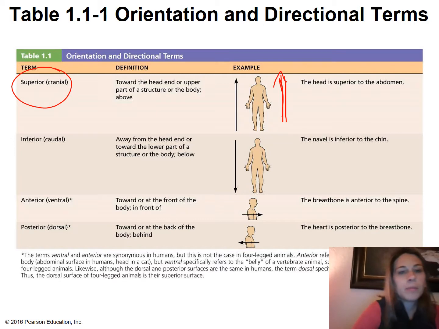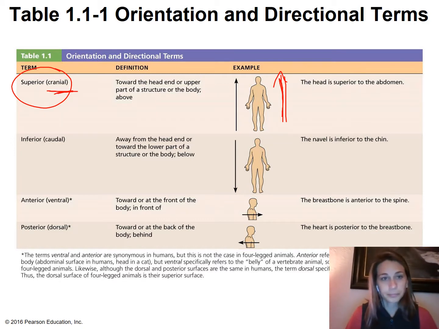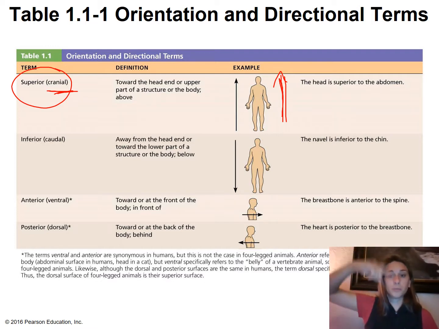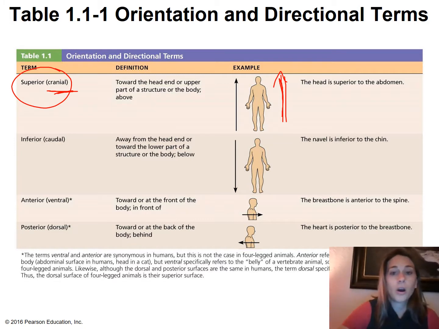Another term that you might be seeing is cranial or rostral. Refers to moving superior, or moving actually towards the brain, right, as it curves forward. Caudal, however, is referring to the tail, so that's moving away from the head or down or towards the tail.